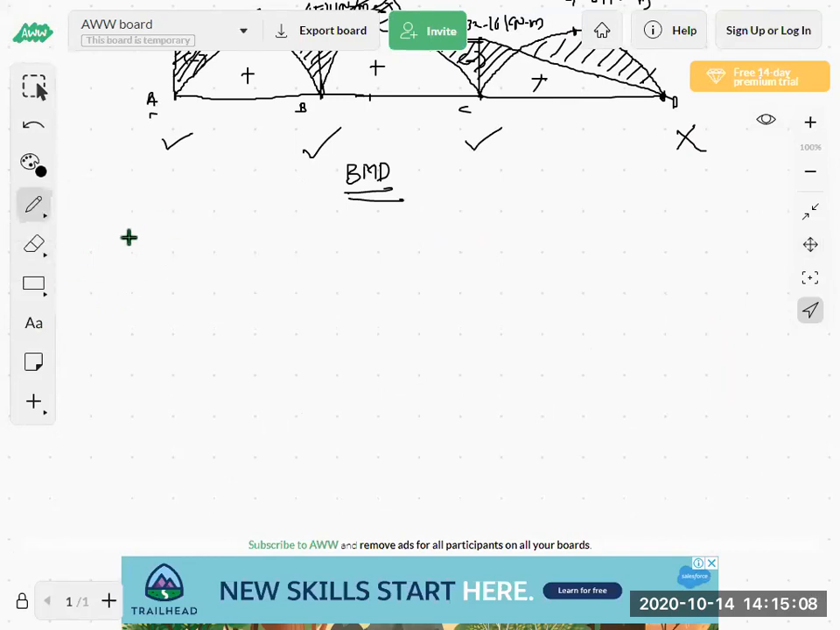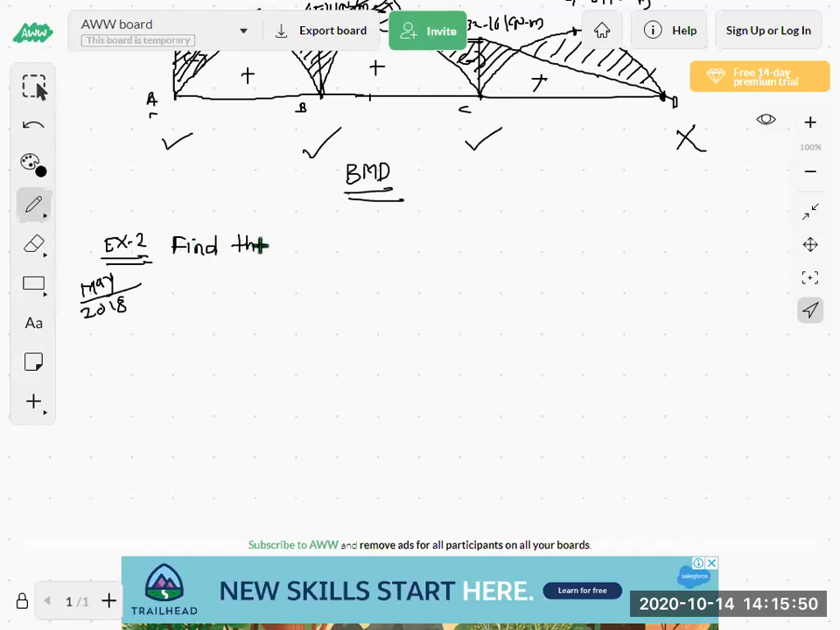Okay, now we'll see the next example number 2. Okay, so this example was asked in the May 2018 examination. Okay, so write down the problem statement.